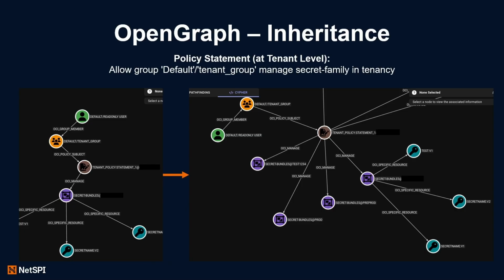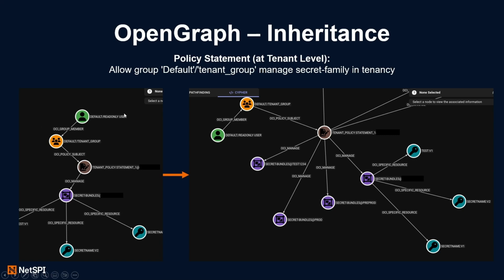So there's a lot of flags you can add on top of the graphing module. The picture on the left is a great sample of the most atomic unit of what most of these graphs are. You have a user who's a member of a group. That group is the subject of a policy, and that policy can do something on some resource. In this case, manage secret bundles. So that's usually what you'll see.